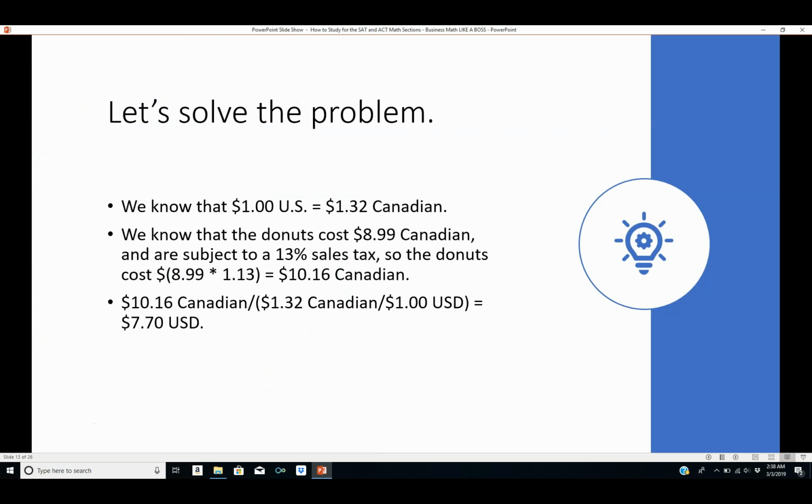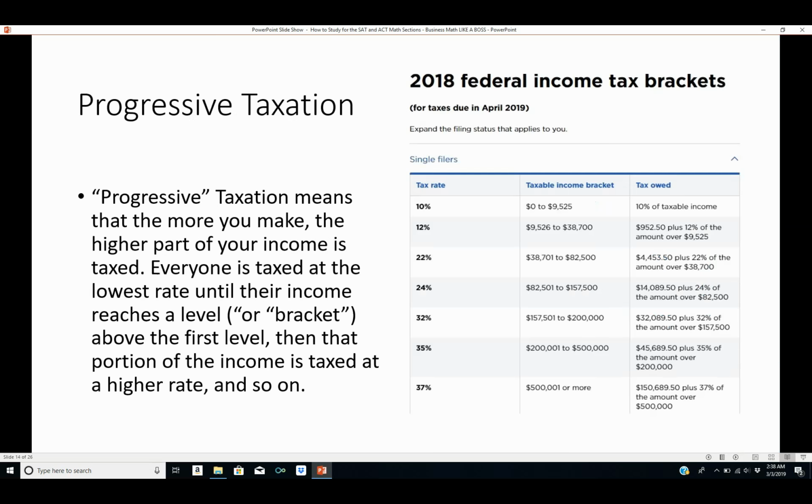Let's solve the problem. We know that $1 US is equal to $1.32 Canadian. We also know that the donuts cost $8.99 Canadian and are subject to a 13% sales tax, so the donuts cost $8.99 times 1.13, which is $10.16 Canadian. $10.16 Canadian divided by the conversion factor, or exchange rate, of 1.32 Canadian over $1 USD equals $7.70 US dollars.